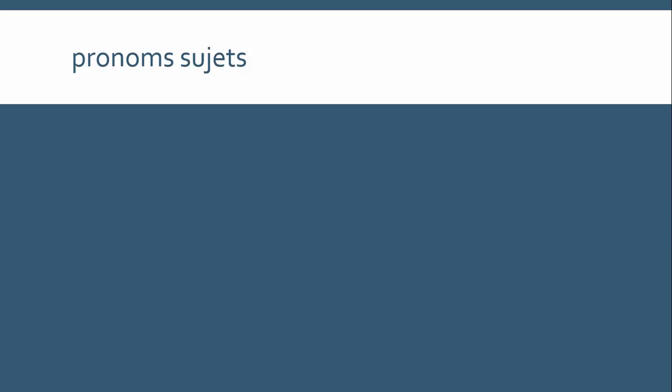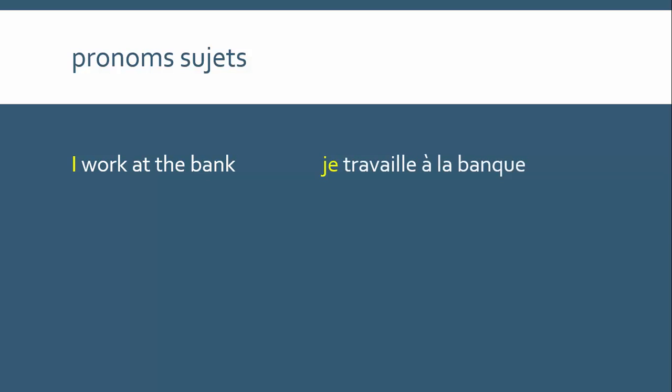So let's have a look at some examples to help us. You may not be familiar with all of the verb conjugations that we're going to look at. Don't worry, the point here is just to see the subject pronouns in use. So for example, I work at the bank. Je travaille à la banque. And remember what I said at the start, the verb conjugates according to the subject. So travaille here is travaille because it conjugates with je.